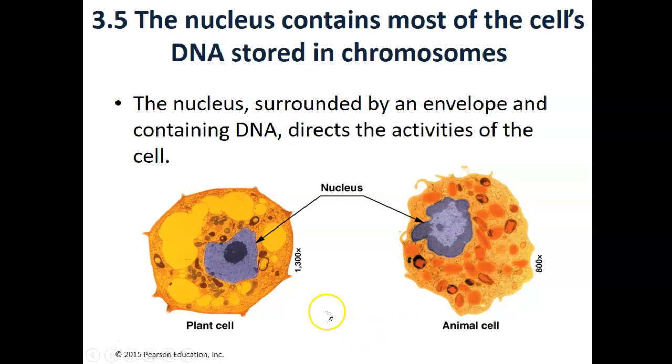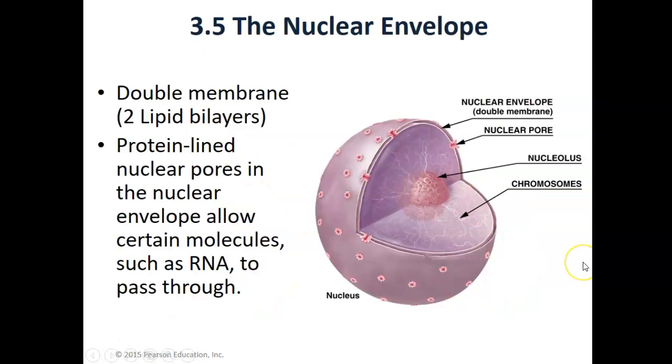The nucleus is surrounded by a membrane called the nuclear envelope. A double membrane wraps around the nucleus. This is called the nuclear envelope. On the surface of the nuclear envelope, there are nuclear pores, which allow certain molecules, such as RNA, to pass through. Within the nucleus, we have chromosomes, which contain DNA and protein.